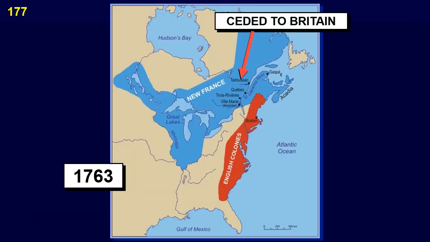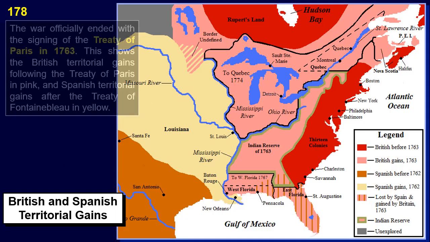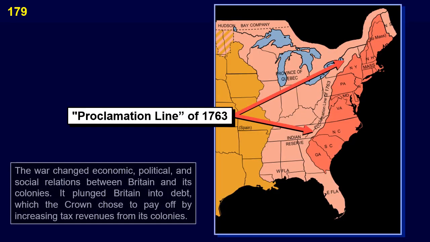At the end of the French and Indian War, or 7 Years' War, in 1763, New France east of the Mississippi River was ceded to Britain. The war officially ended with the signing of the Treaty of Paris in 1763. This shows the British territorial gains following the Treaty of Paris in pink, and Spanish territorial gains after the Treaty of Fontainebleau in yellow. The war changed economic, political, and social relations between Britain and its colonies.